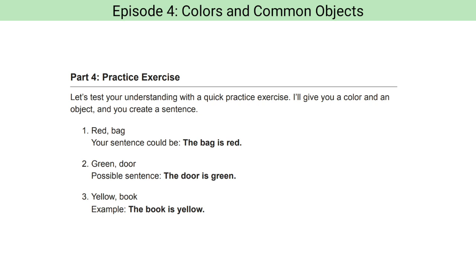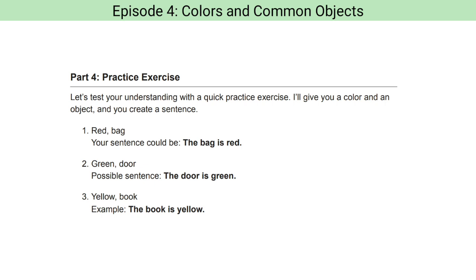Part 4, Practice exercise. Let's test your understanding with a quick practice exercise. I'll give you a color and an object, and you create a sentence. 1. Red bag. Your sentence could be, "The bag is red." 2. Green door. Possible sentence, "The door is green." 3. Yellow book. Example, "The book is yellow."